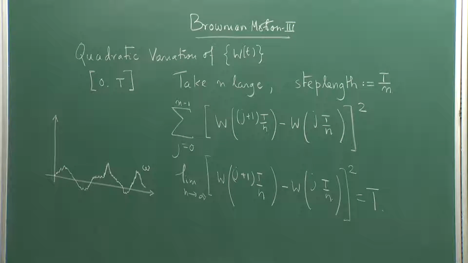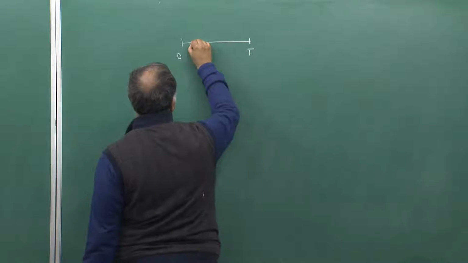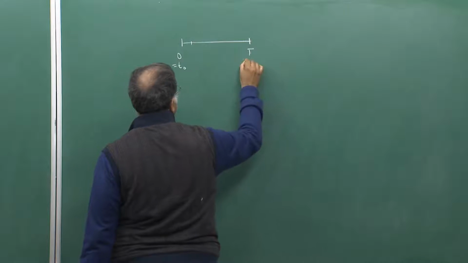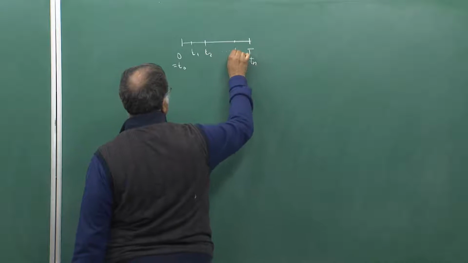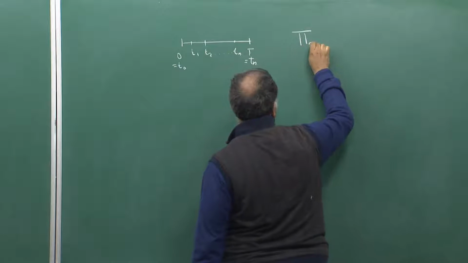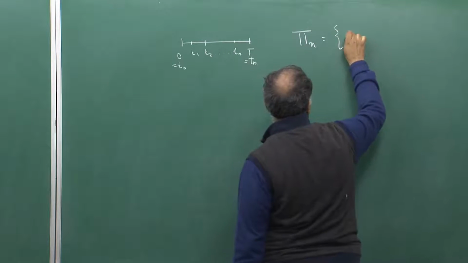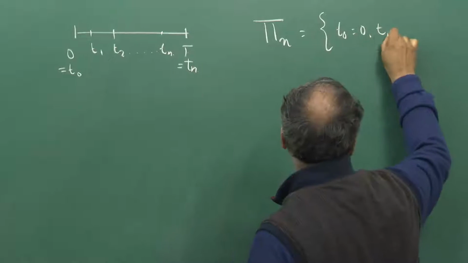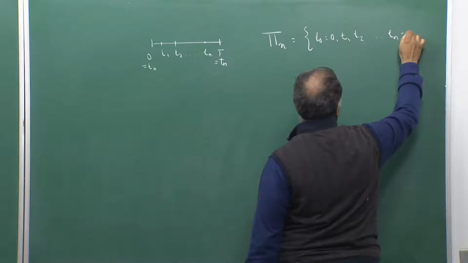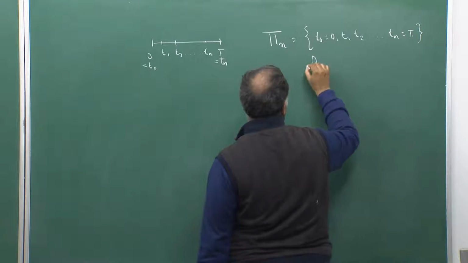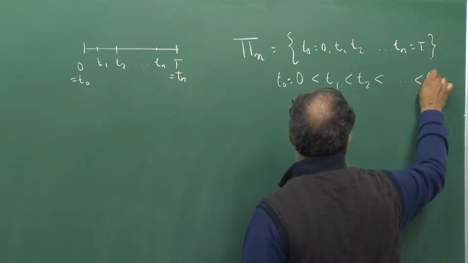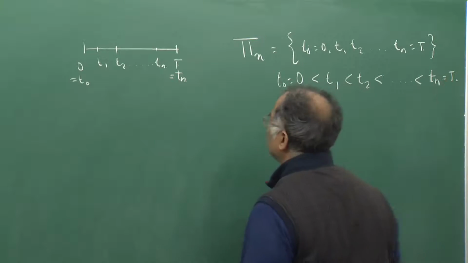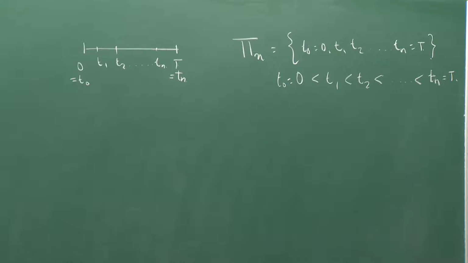If you take the interval 0 to t, the key point is to break it up into partitioning points, n partitions. So the nth partition will be given as points t0 equal to 0, t1, t2, up to tn equal to t. This is the basic partitioning of an interval that you do to compute the integral.